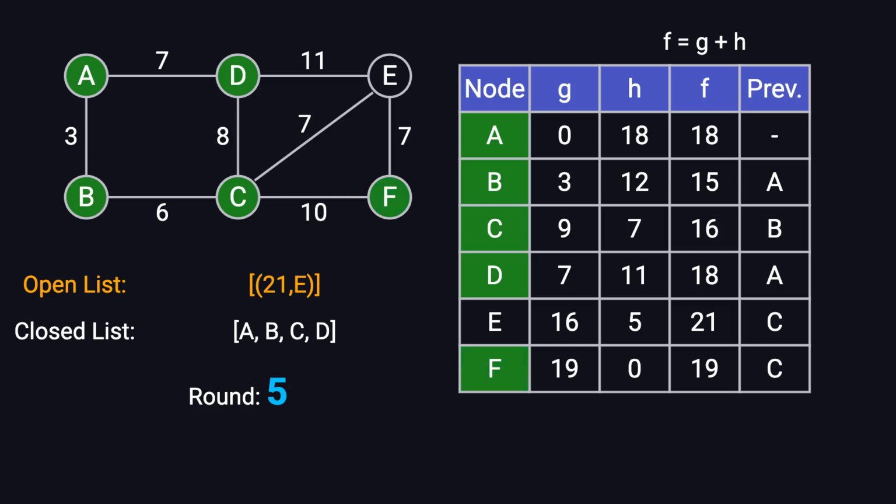To trace back the path, we just follow the previous nodes backward. F came from C, C came from B, and B came from A. So the final path is A to B to C to F. The total distance is 19.